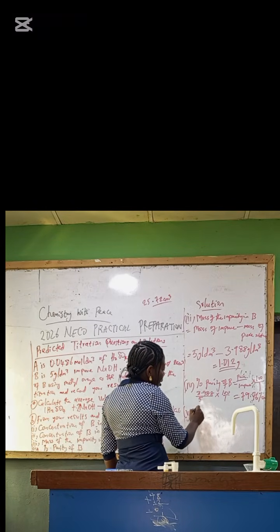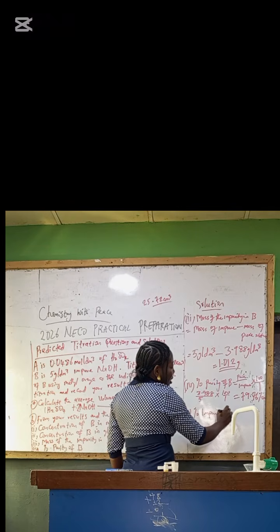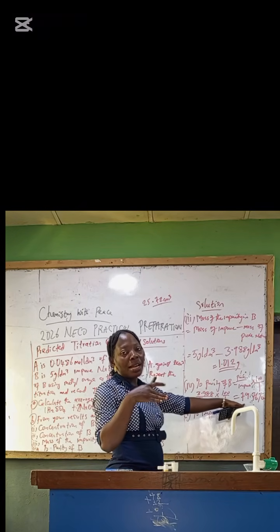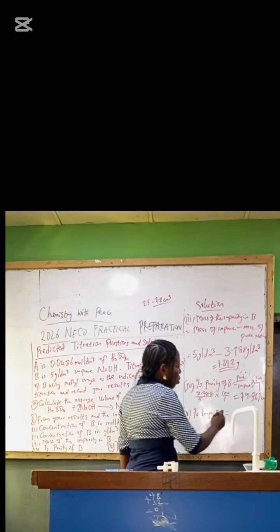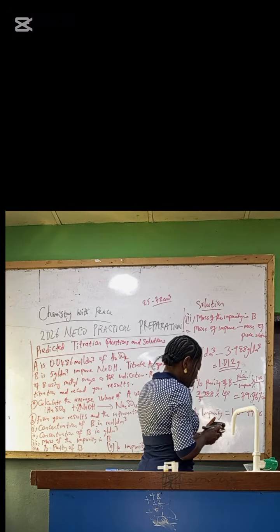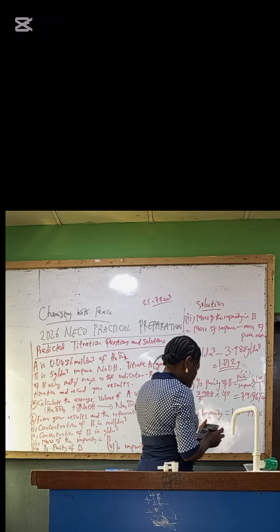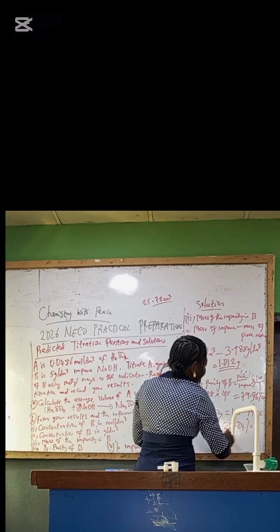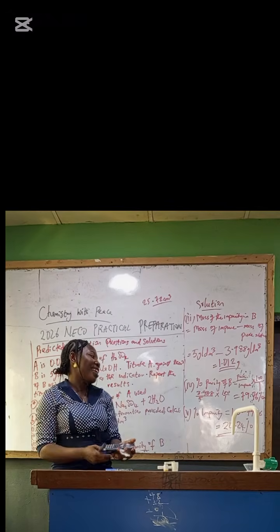Then the next question now says percentage impurity. So since we have gotten the percentage purity, we are going to get the percentage impurity by using 100 to subtract this. So it equals 100 minus 79.76. And that is giving us 20.24%. That's the end of today's class.